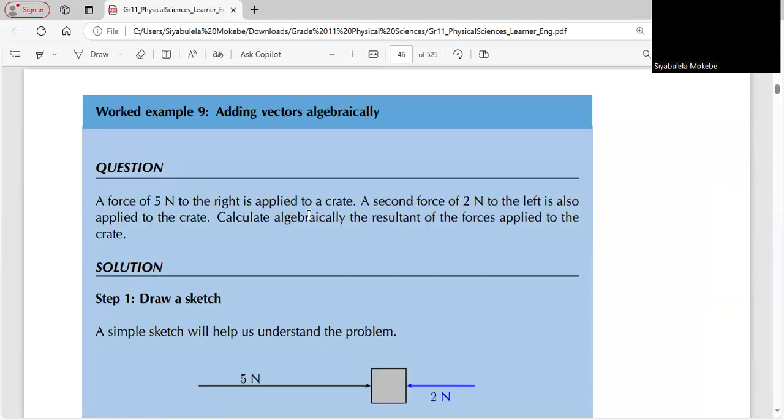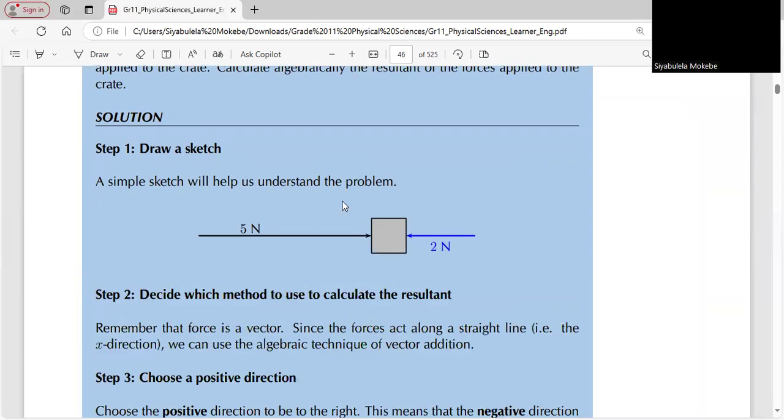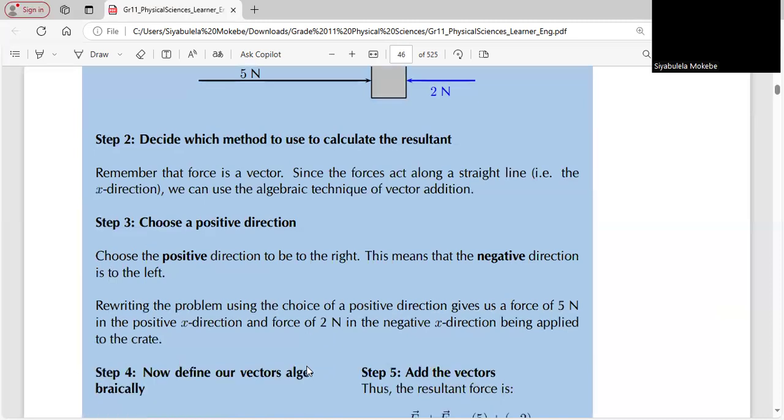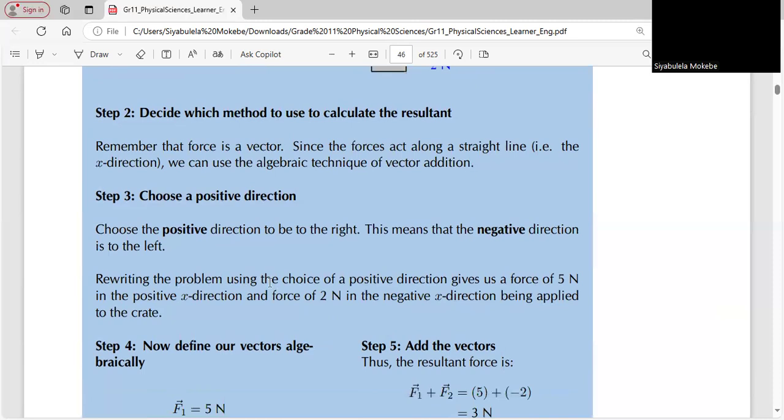A force of 5 Newton to the right is applied to a crate. A second force of 2 Newton to the left is also applied to the crate. Calculate algebraically the resultant of the forces applied to the crate. A simple sketch will help us understand the problem. Now remember that force is a vector. Since the forces act along a straight line, meaning the x direction, we can use the algebraic technique of vector addition. Choose the positive direction to be the right. This means that the negative direction is the left.